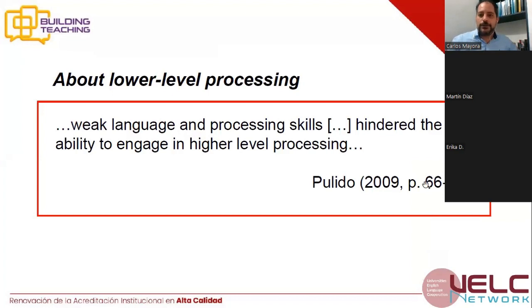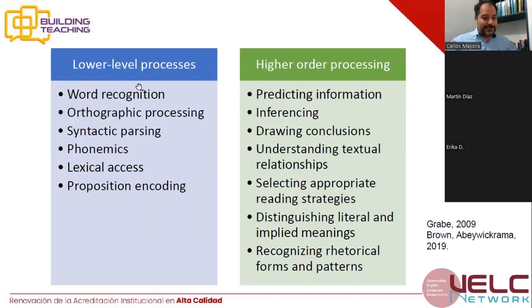Now, it's been found by researchers that weak language and processing skills hinder the ability to engage in higher level processing. So if we have lacks or deficiency in lower level processes, we will be limited or we won't be able to implement higher level processing. So reading is not about vocabulary and grammar, but if you lack vocabulary and grammar, performing the higher level operations or the higher level processing will be very difficult for you. And of course, that usually happens when we're reading in a foreign or a second language.